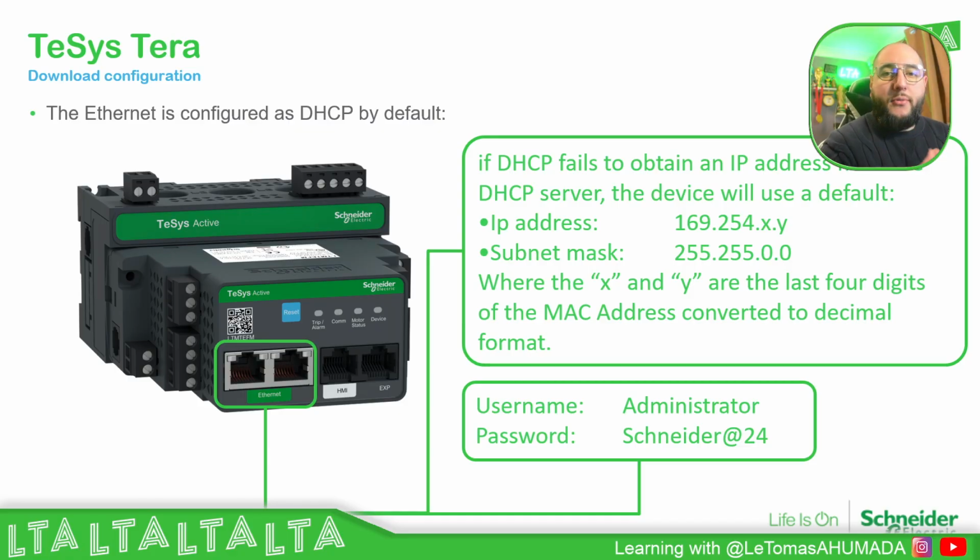By default, the TeSys Tera is configured as DHCP. So if you are on a network with a DHCP server, then you should be able to have a specific IP address on your network, which is fine. If not, then there is a default IP address that you can use on the unit. It starts with 169.254 and then the last 4 digits of the MAC address. On the subnet mask, we use 255.255.0.0. So that's one thing that we need to remember.